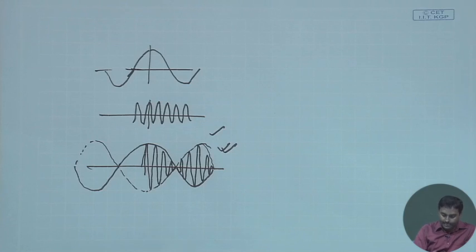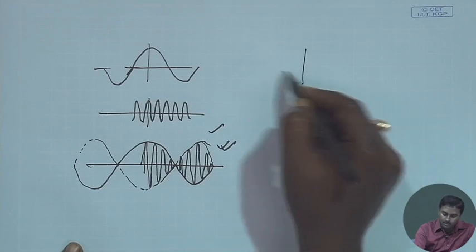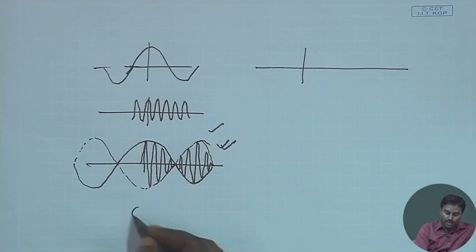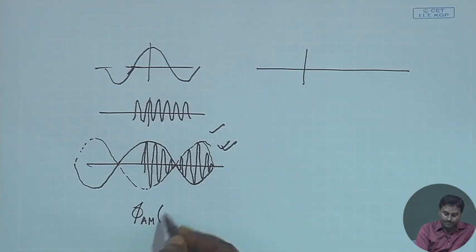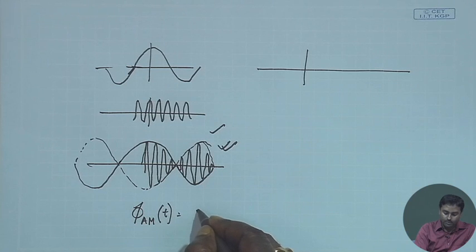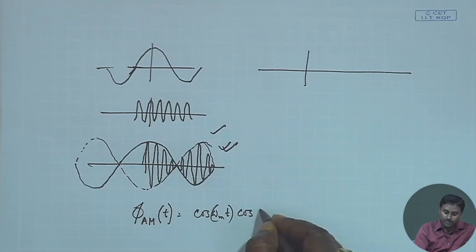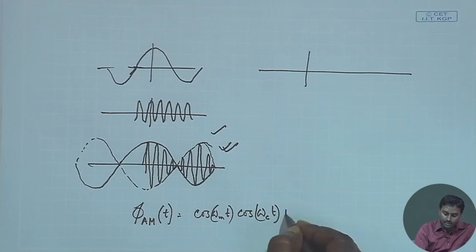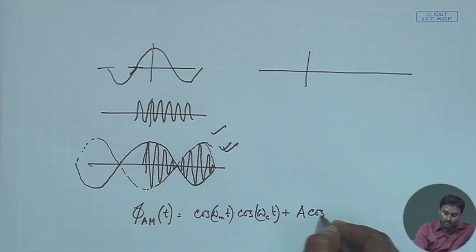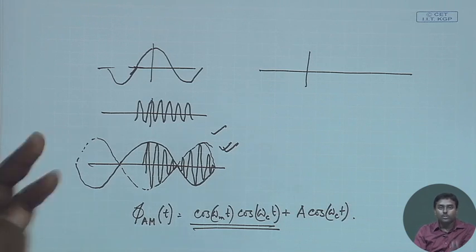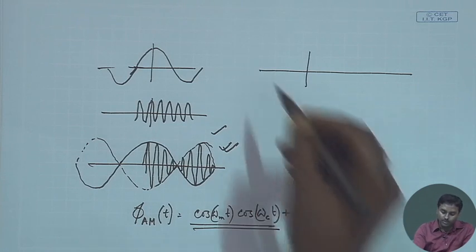Whenever we add carrier to it, what happens? In the frequency domain, phi AM of t is of course cos omega m t, because that is the modulating one, multiplied by cos omega c t, plus there should be a cos omega c t, right, a carrier term should be there. So, this part we have already said what the corresponding frequency domain representation should be.